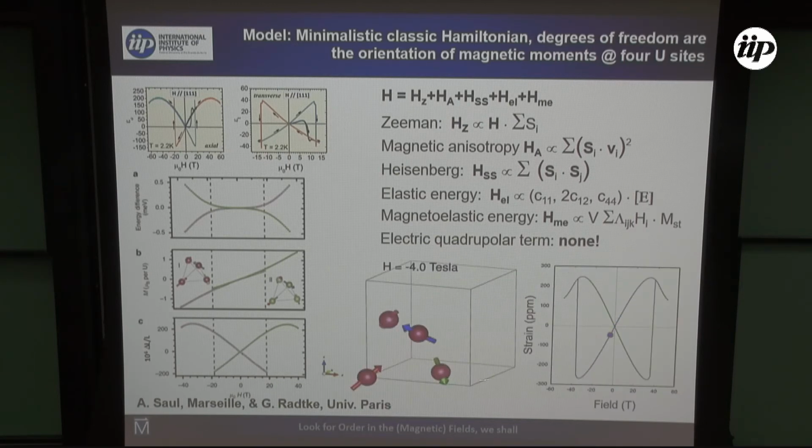So now I can show you the animation. As you apply a magnetic field, what you see is this curve here showing the magnetostriction and the moments gradually tilting until they suddenly flip at the switch field.